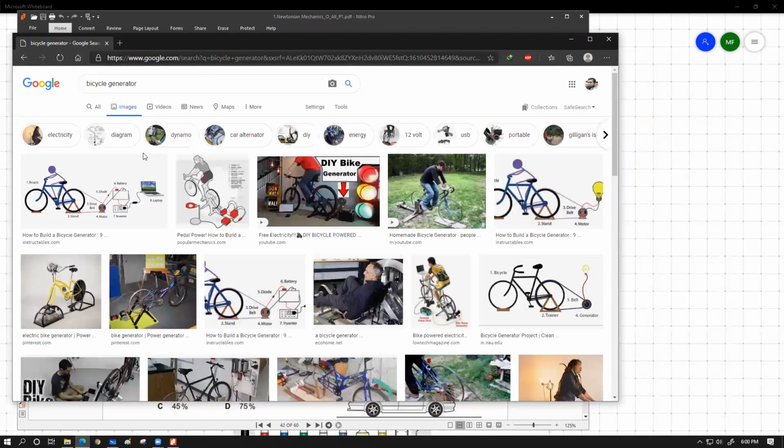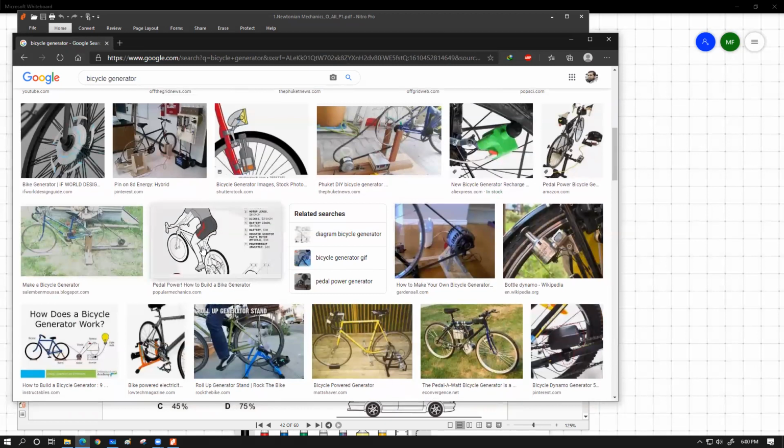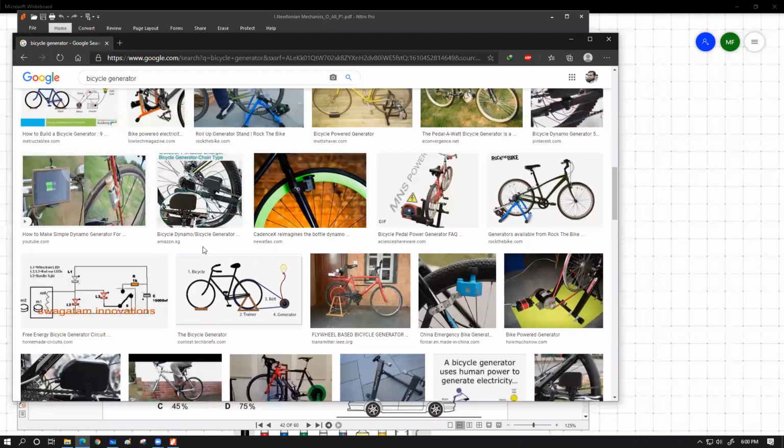Bicycle generator images. So not these. Actually, this could also be an example, but I'm looking for the light creating bicycle image.